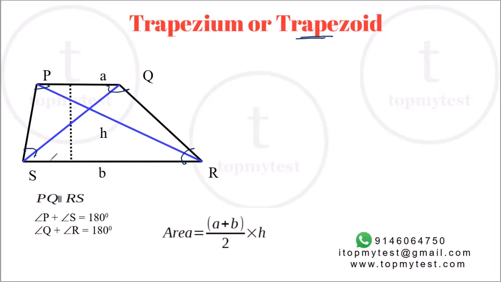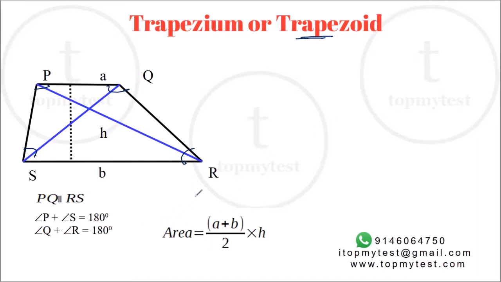And we can find the area. Area will be the average of the parallel sides times the distance between them, right? Average of the parallel sides times the distance between them. So that way you can find the area. Again, you can prove it pretty easily using properties of a triangle.